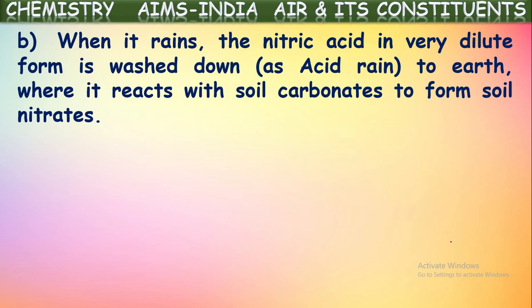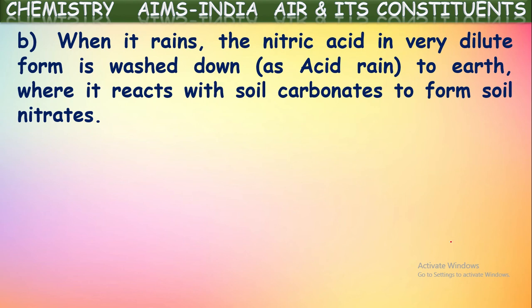So when it rains, what happens? This nitric acid formed in the atmospheric air dissolves into rainwater. So it forms acid rain. So when it rains, the nitric acid in very dilute form is washed down to the earth, where it reacts with the soil carbonates to form soil nitrates.